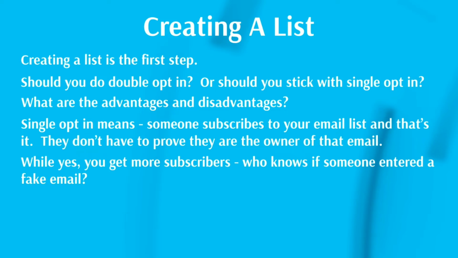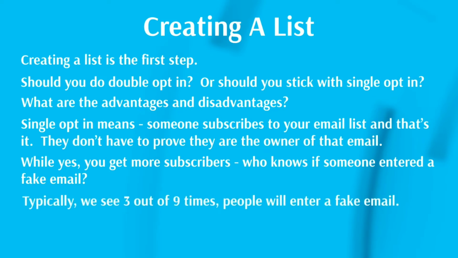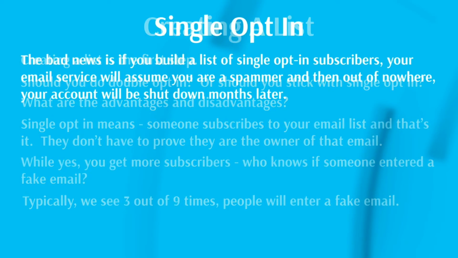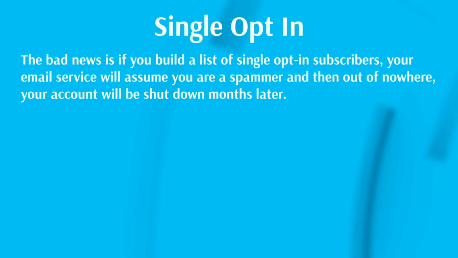Because at the end, whenever you send out emails, Gmail, AOL, and big companies like that, they'll see that you're sending emails to fake emails, and then of course they will think that you're a spammer. So what we found is 3 out of 9 times, or even more, sometimes even a half, most people will enter a fake email. So the bad news is if you build a list of single opt-in subscribers, your email service will assume that you're a spammer, and then out of nowhere, your account will get shut down months later.